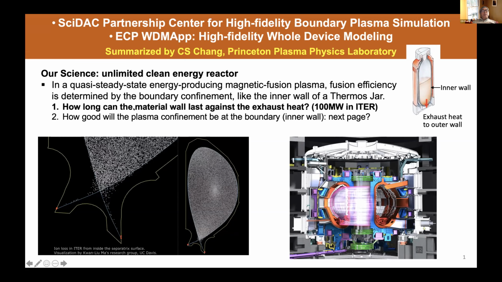There are two burning questions, very important questions here. How long can the material wall last against exhaust heat? That means the plasma is going to be extremely hot, so there is a significant amount of exhaust heat going out to the outer wall. That's the material wall in our case. The heat is designed to all go to the divertor. We do not want heat to damage the whole wall, just the divertor wall, which can last for years. And then when we need to, we just change it using some automated system. So that's what we are doing.